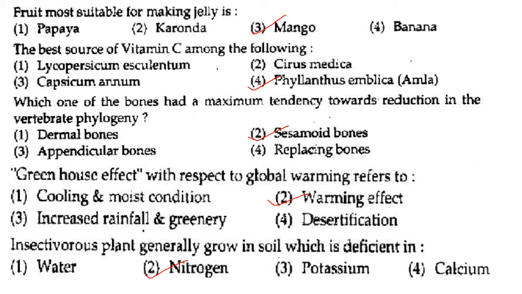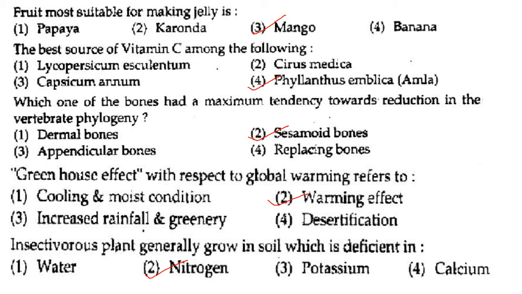Next one. Which one of the bones had a maximum tendency towards reduction in the vertebrate phylogeny? Option 1, dermal bones, 2, sesamoid bones, 3, appendicular bones, 4, replacing bones. Answer is option 2, sesamoid bones. Next one. Greenhouse effect with respect to global warming refers to option 1, cooling and moist conditioning. Option 2, warming effect. Option 3, increased rainfall and greenery. 4, desertification. Answer is option 2, warming effect.